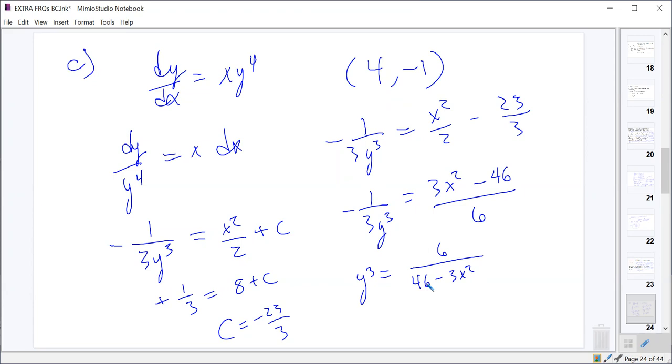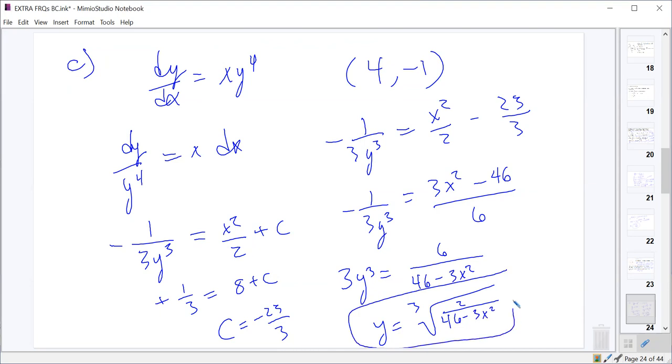And then we can cube root. Oh, I forgot my 3 there. Sorry. Yes, thank you, Adrian. I lost the 3. So we'll divide by 3 and then we'll cube root. I'll just do that all in one step. That gives us y equals the cube root of 2, if we're going to divide the 6 by the 3, over 46 minus 3x squared.